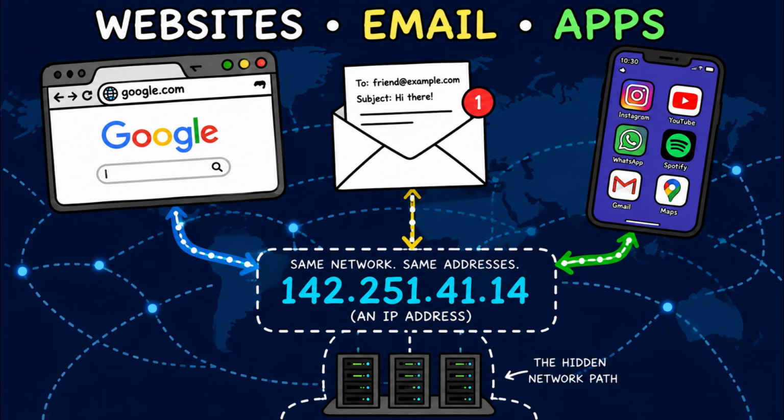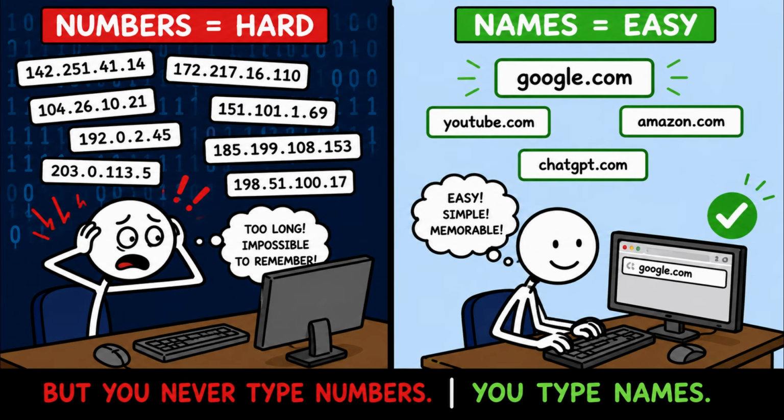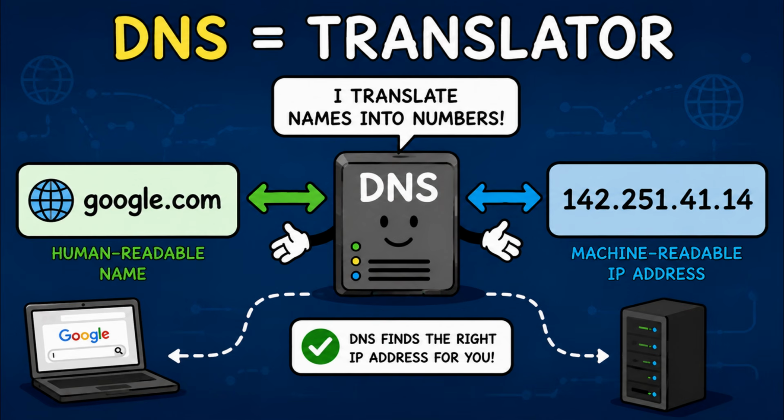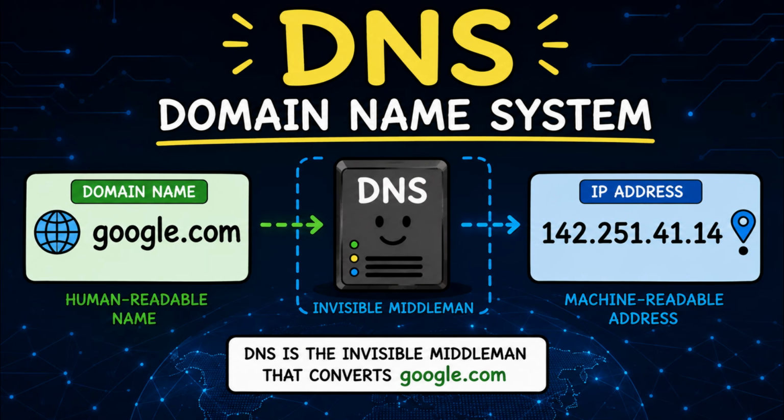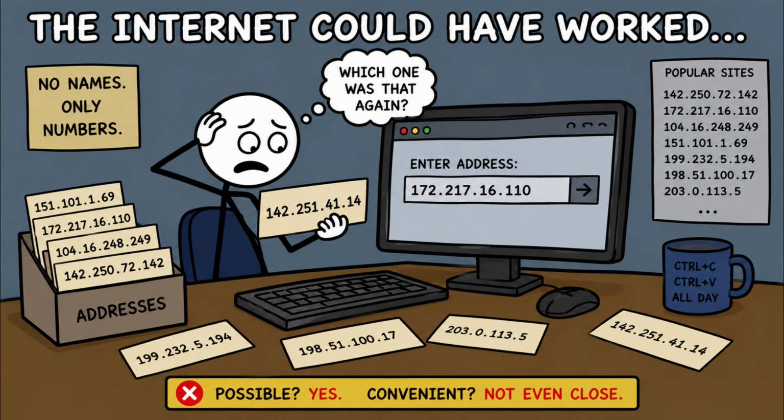Every website you visit, every email you send, every app you open, it all routes through IP addresses. But you never type numbers, you type names. Someone has to translate the name into the number. That someone is DNS. DNS stands for Domain Name System. It's the invisible middleman that converts google.com into 142.251.41.14, so your browser knows where to actually go.